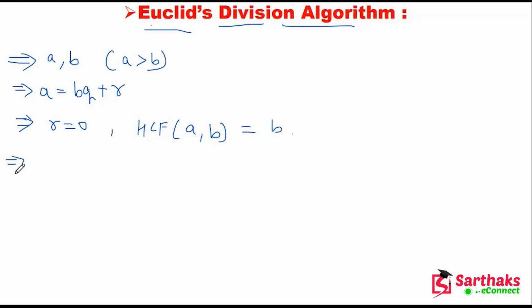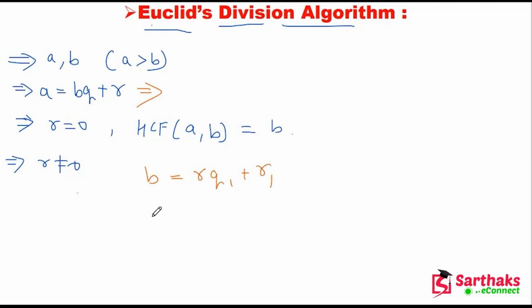Another condition is that if r is not equal to 0, then a is our dividend and b is our divisor. Now b becomes the dividend and r becomes the divisor. By using b and r, we get another quotient and another remainder.